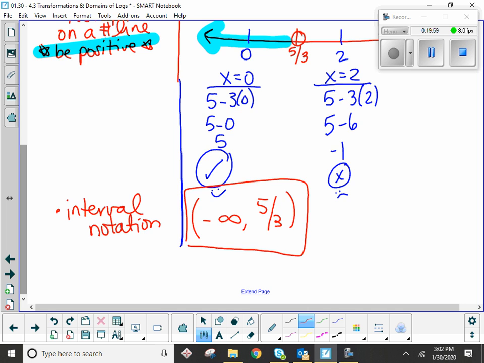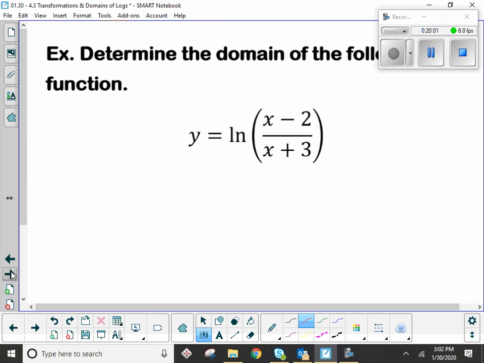Like for example, whatever you're taking the log of still needs to be positive and not 0. But here's what we're taking the log of in this one, this entire thing right here. Okay, must be positive, that whole thing, and not 0. Remember, we take care of the positive stuff with test points. We take care of the not 0 stuff by finding excluded values.